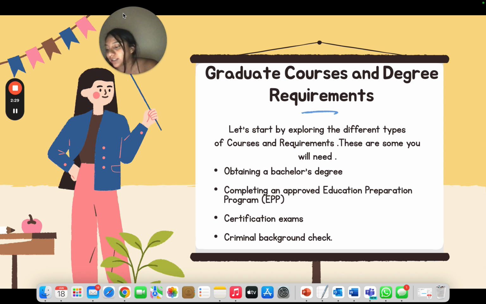Now, the state of Texas requires that individuals interested in master's teaching certifications have valid teaching license. The license process includes obtaining a bachelor's degree, completing an approved education preparation program, and passing the certification exams and criminal background checks. Let's go on to the next one.